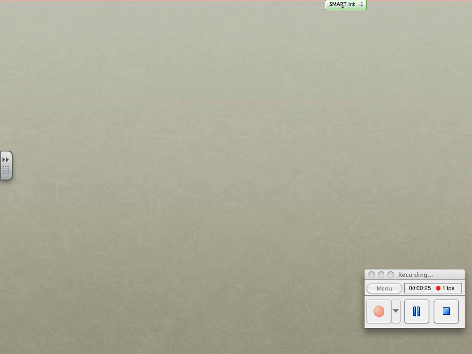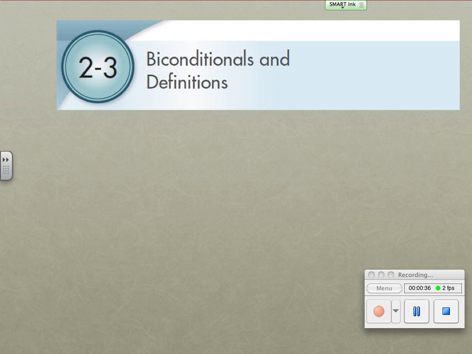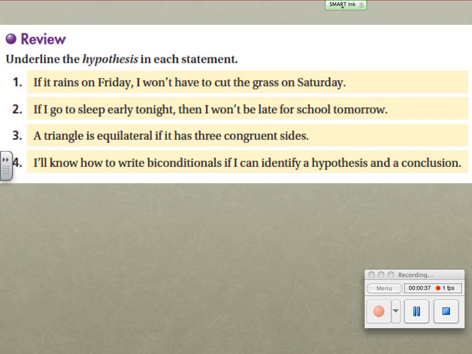We'll say P if and only if Q, which means that P implies Q and Q implies P are both true in all instances. So today's lesson is on biconditionals and definitions. To start out, we're going to review the hypothesis. Remember that the hypothesis in each statement follows the if sign.